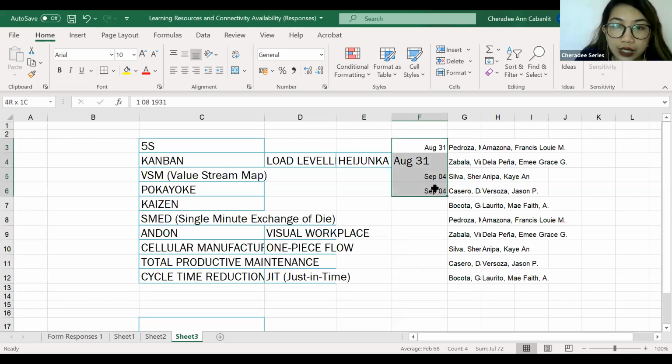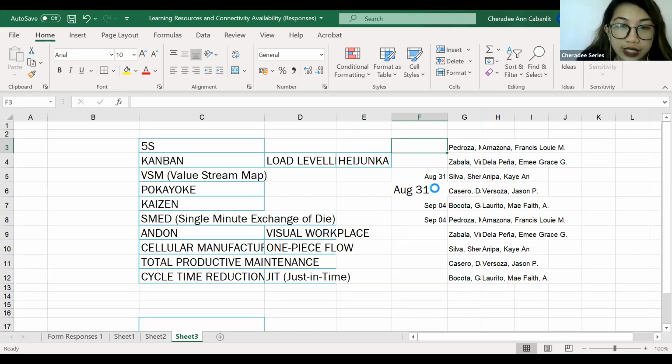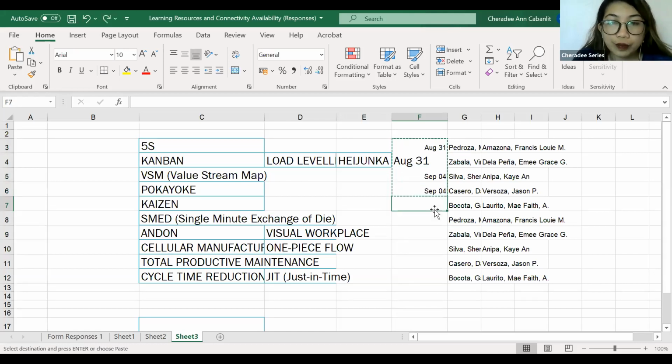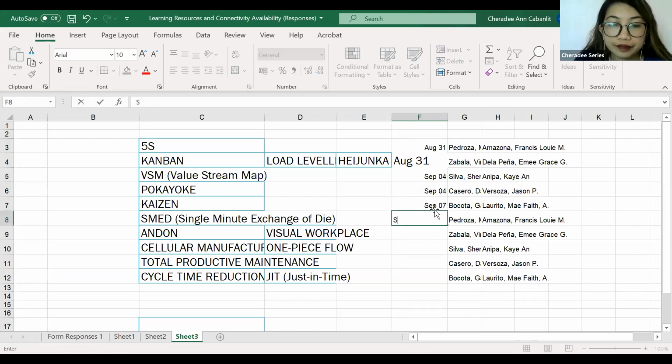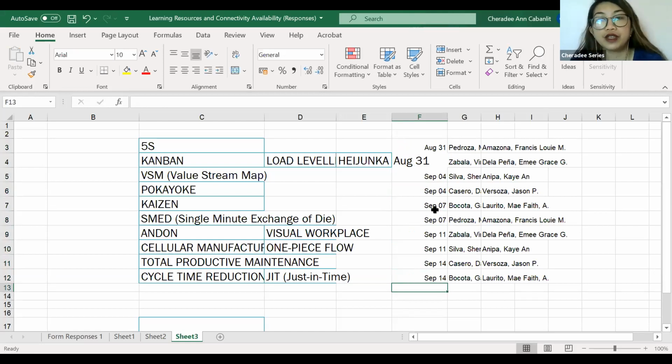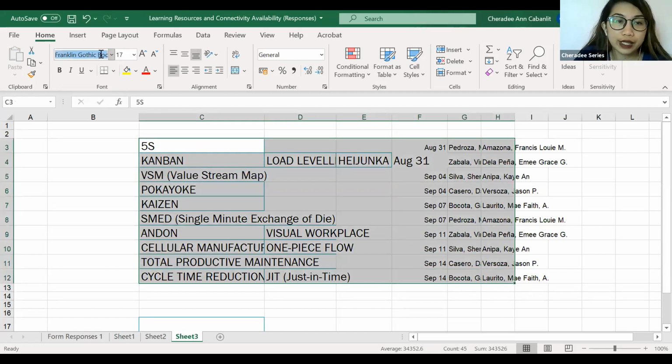Let's have the first group on Wednesday. Is it okay? This coming Wednesday. Although they can still report on 14 and 18. Okay, let's just try. So, September 7. And then, we have September 11. So that's the schedule for the reports, for your assigned day to report.